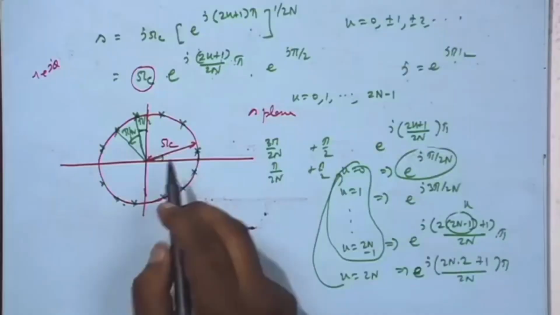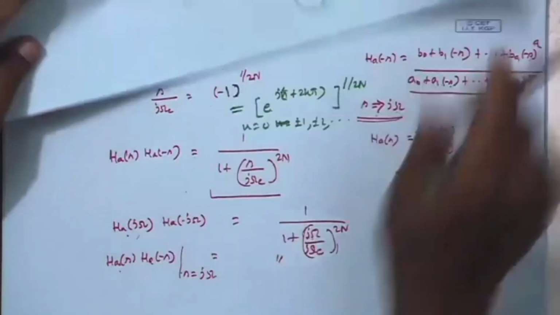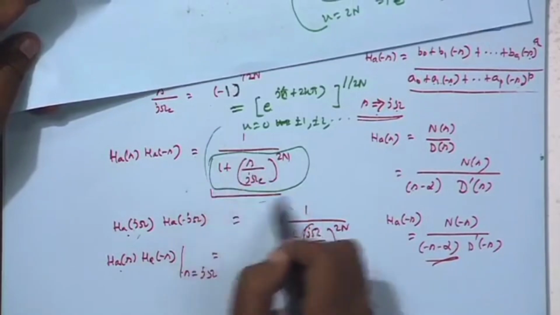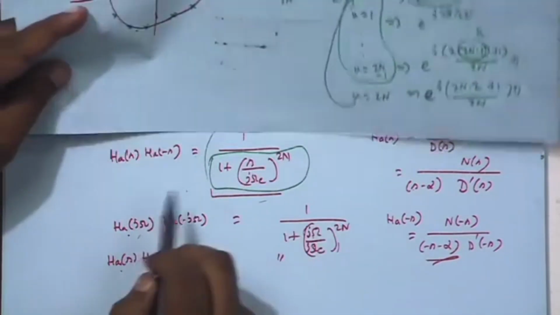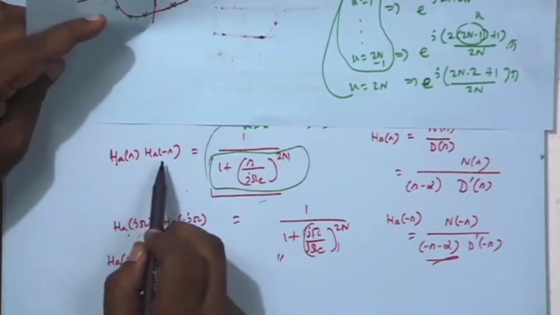Okay. Now, you see we have got 2n number of poles, but 2n number of poles of what? Of this function, roots of this function or poles of this overall function. What are the poles? These poles are nothing but the poles of this product HA(S) into HA(-S).